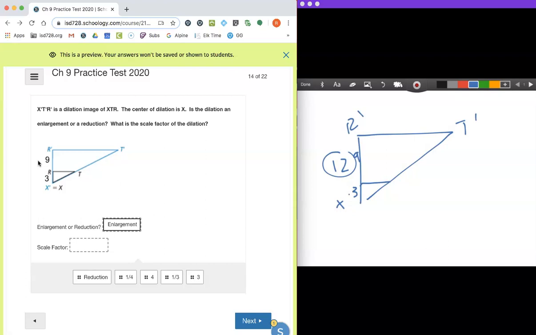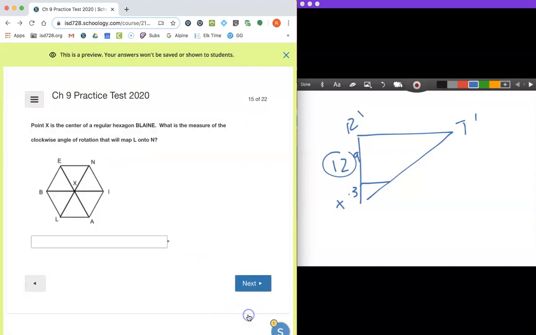So how do I get from a side length of 3 to a side length of 12? Well, that would be to multiply by 4. So if you say it's an enlargement, this should be a number bigger than 1. If we would have said reduction, which I think we have coming up, it should be a fraction. Okay, so you might have put 3 instead of 4 because you might have thought 3 times 3 gives you 9, but this whole thing is actually 12.